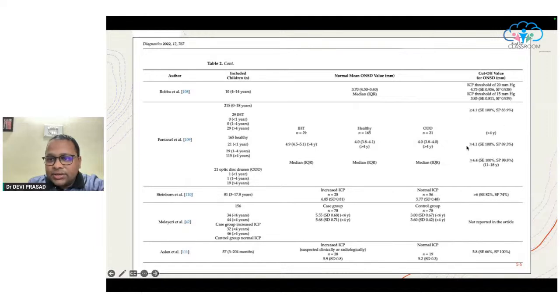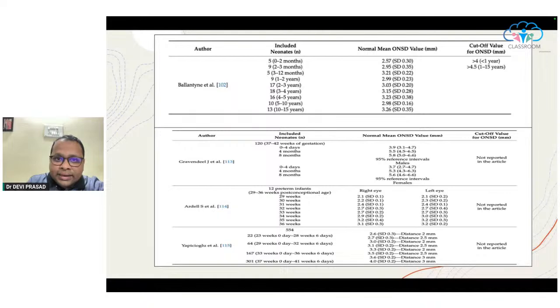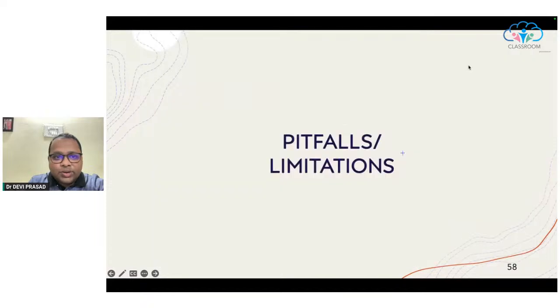Continuing with that, this was the elder age group, in which they found a diameter of more than 6 significant, and this had a value of more than 5.8. Then we can take into account the neonates. This was in 0 to 2 months, in which again more than 4 is taken as the cutoff value.